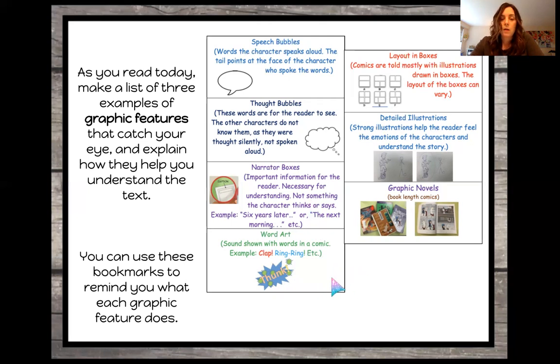Things like word art are shown with words in a comic. So for example, if it said clap, ring, etc. Sometimes the layout in graphic novels is done in boxes. So on the previous page, in the part where Luz got bored on her couch and decided to go back out, the layout of the boxes can help you understand what happened first, next, and last. There are detailed illustrations. So those are strong illustrations that help the reader feel the emotions of the characters in the story. So for example, when Luz had all of those snack garbages on the ground, you could see that she had been on that couch for a while eating snacks.